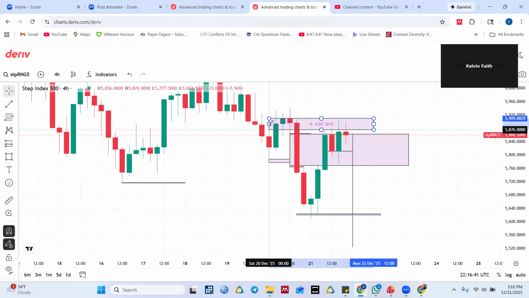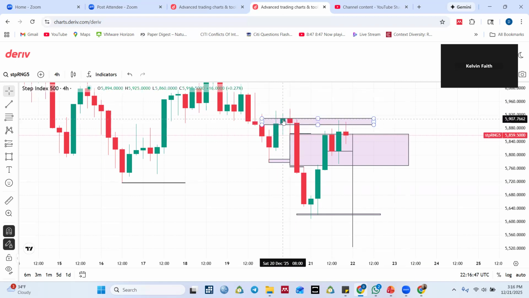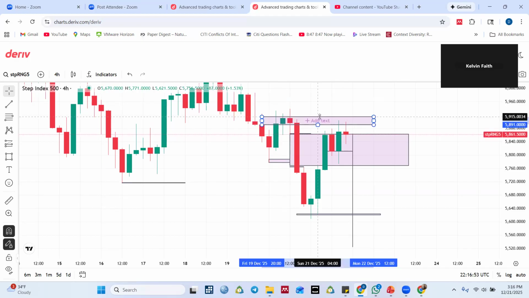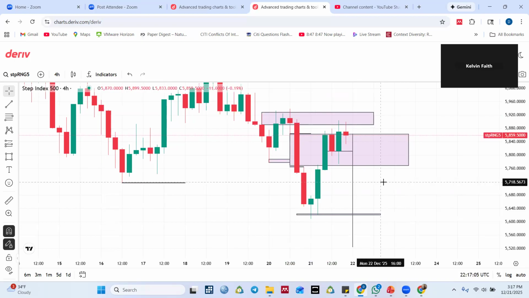Is that not the small green candle there? Only the body or with the wick? The body, you can add the wick. It should take all the wick of that green candle. Okay. The last green candle or bullish candle before the market started reversing and reversed. That is what we call the order block.